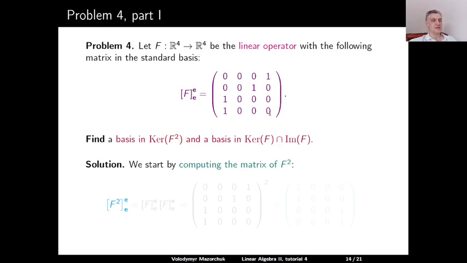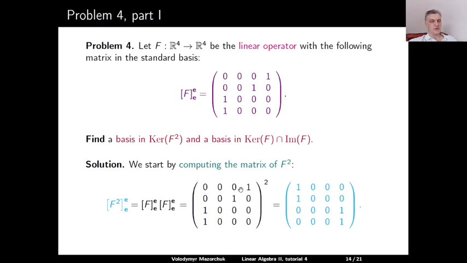Solution. Let us start by computing the matrix of F squared. If you want to find a basis in the kernel of F squared, we need the matrix of F squared in the standard basis. The matrix of F squared in the standard basis is of course the product of the matrix of F in the standard basis with itself. So it's just the matrix 0, 0, 0, 1, 0, 0, 1, 0, 1, 0, 0, 0, 1, 0, 0, 0, and the whole thing squared.